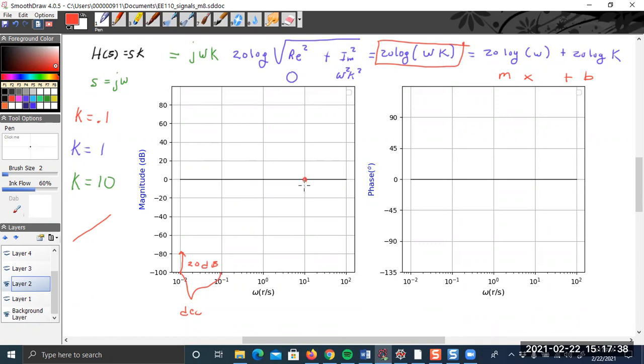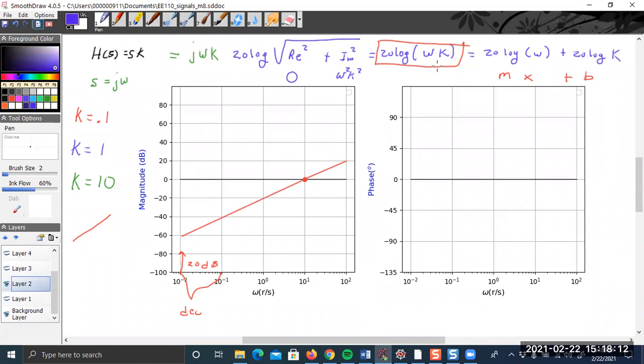And now all I have to do is go over 1 decade and go up 20 dB. And then I can draw it in the other direction too, down 1. So that's 3 decades and 60 dB.